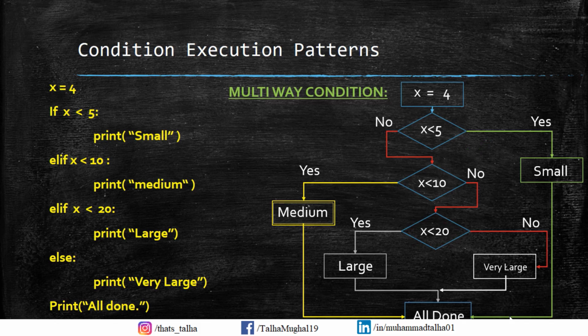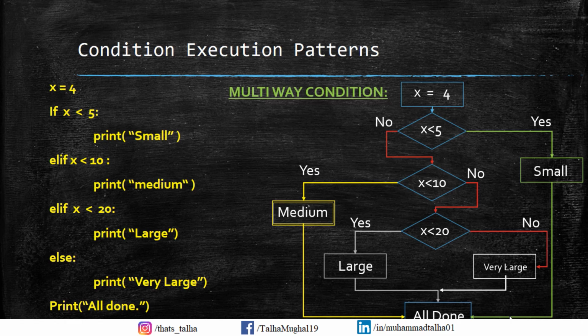Now if your number which is stored in x is less than 20, then the program will move towards the yes direction and print out large, and after that it will ignore the next condition and print out all done. But if the condition isn't satisfied, the program will go towards the no direction and print very large, and after that it will go ahead and print out all done. So this is how multi-way conditional patterns actually work in Python programming.